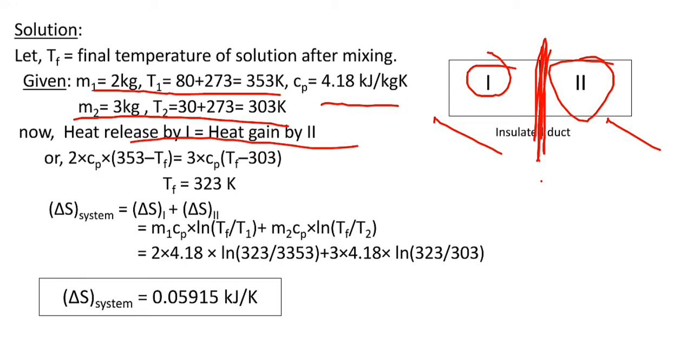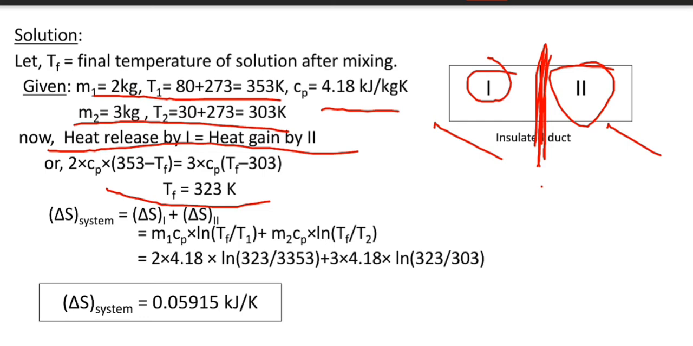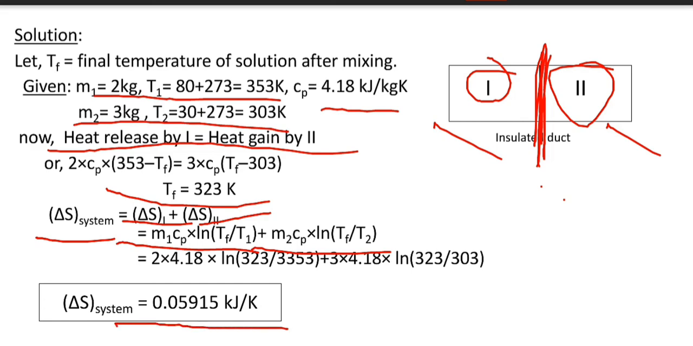Here we equate the heat released by system 1 and the heat gained by system 2, and after putting in all the values we get the final temperature of equilibrium. And you know friend, the entropy change of a system is equal to mc ln(Tf/T1). So by using this formula we will calculate the change in entropy of the system, and the change in entropy of the system is equal to the change in entropy of system first plus system second, and after putting in all the values here we will get the change in entropy of the system, which is equal to 0.05915 kJ/K, which is our final answer.